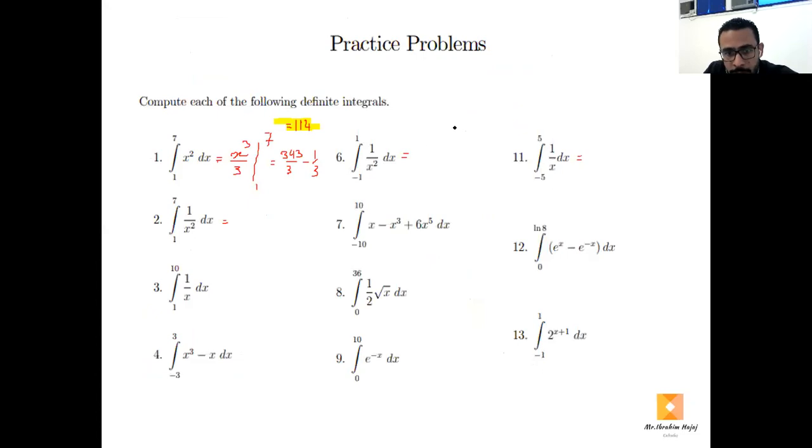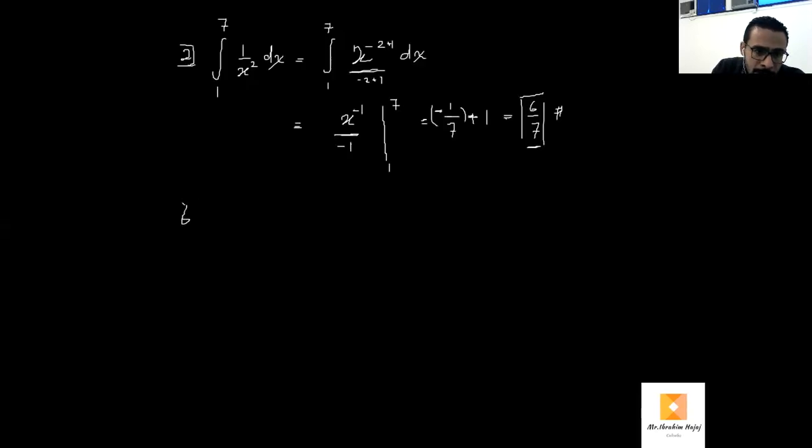But in question number 6, we have the definite integral from negative 1 to 1 of 1 over x squared dx. Let me solve 6 because 6, 2, and 11 are related together. Since the limits go from negative 1 to 1, passing through zero, you cannot apply the fundamental theorem of calculus. You cannot do your integration.